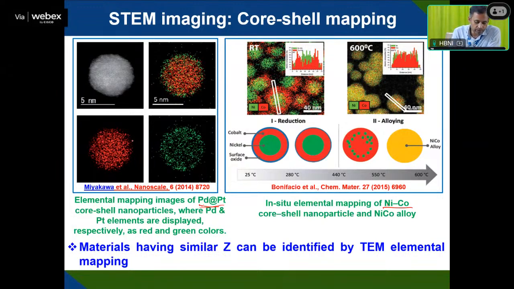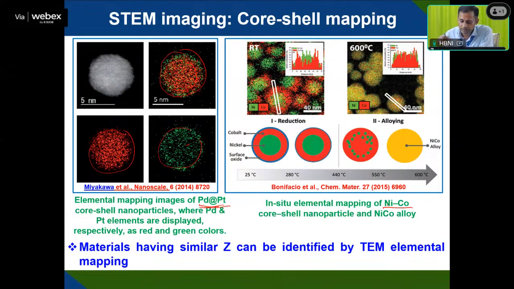You can see the image analyzed here is for Pd and here it is for Pt. Then you superimpose these two, and you get this type of image where the red and green dots are distributed, and that shows whether it is core shell or uniformly distributed. Here you can see these are more randomly distributed. Mostly the Pd is segregated inside and the green dots are outside, so the PdPt core shell structure can be identified.